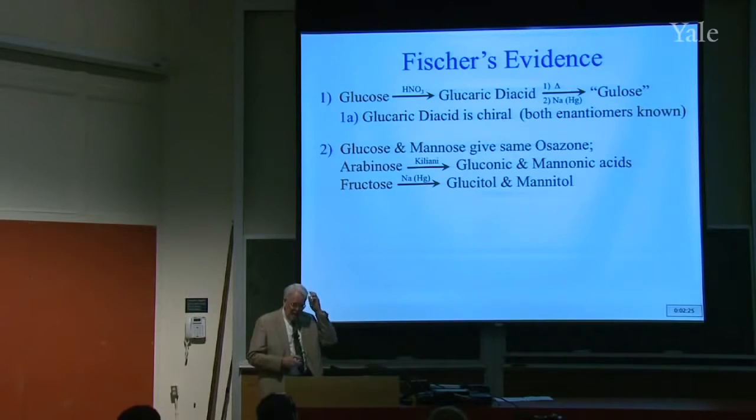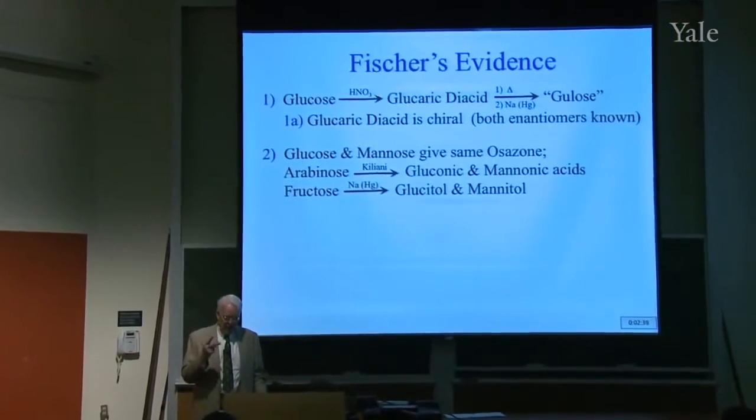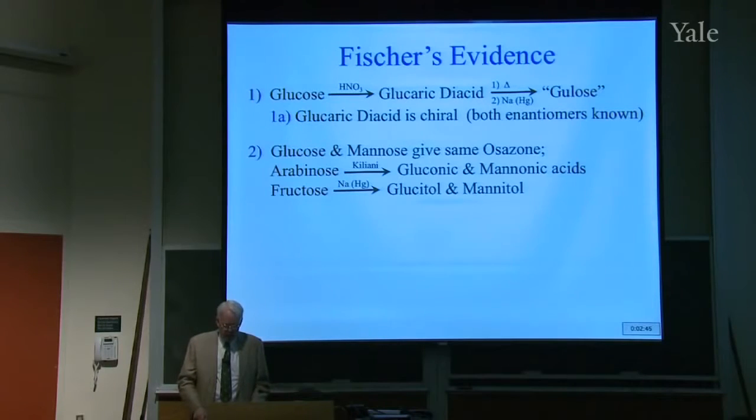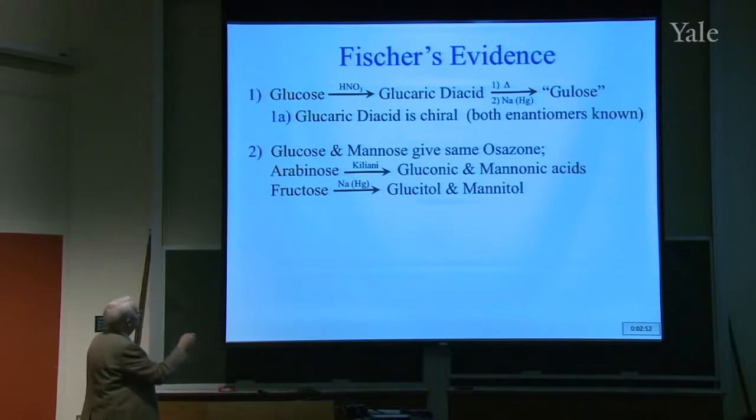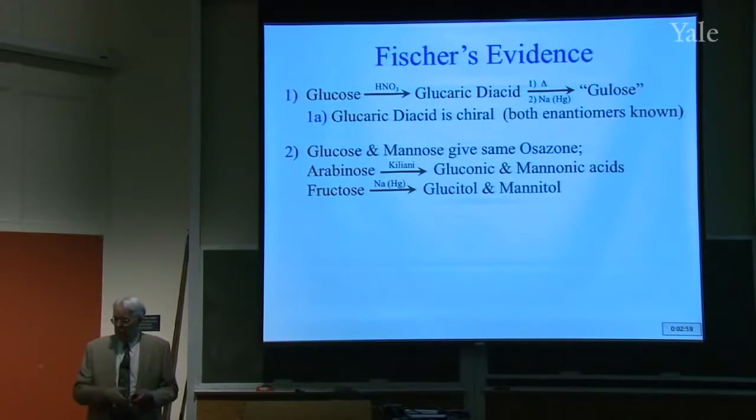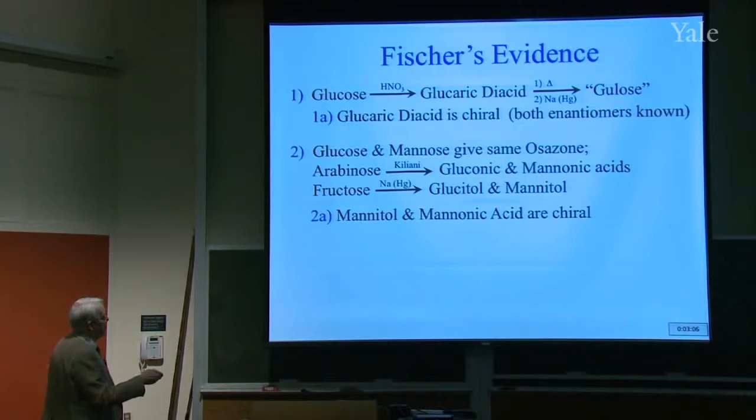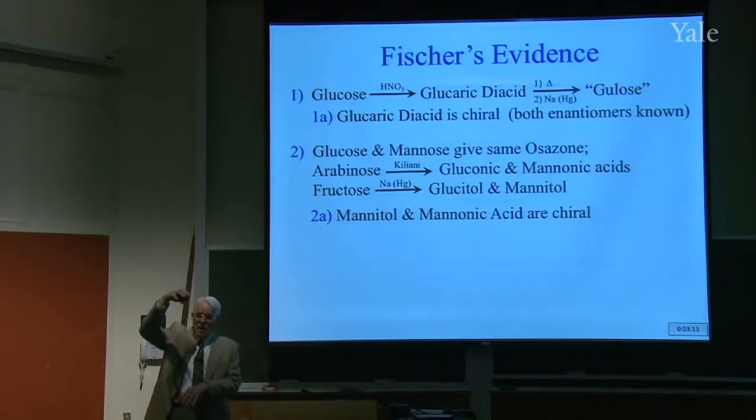The second line of evidence is that glucose and mannose give the same osazone. Remember, he made osazones to make crystals, but glucose and mannose gave the same one. Also, arabinose, if you do a Kiliani reaction, gives two different acids, gluconic and mannonic acid. We talked about that before, that it could add either side. And fructose, when it's reduced to give alcohols all along the chain, gives two different alcohols, glucitol and mannitol. And notice all of these are glucose-related and mannose-related. So there's some special relationship between glucose and mannose, that all three of these things do that. And the second line of evidence is mannitol and mannonic acid are chiral. So if you have OHs on both ends or acids on both ends, it's chiral.